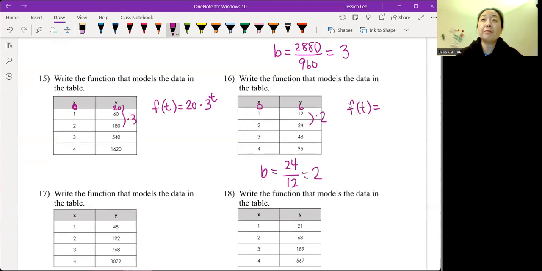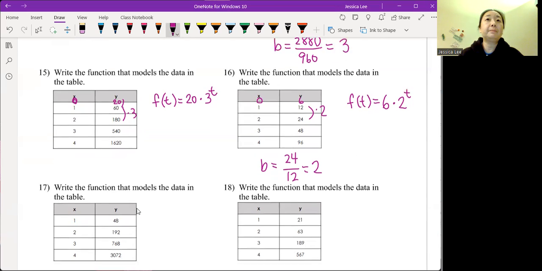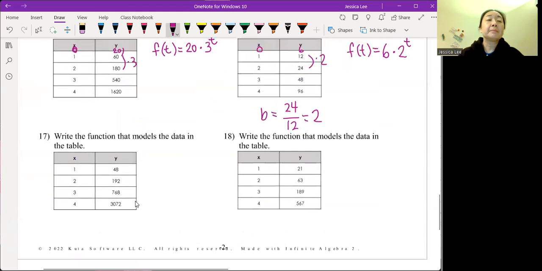So f of t is equal to our initial value, which is 6. We first start out with 6, and then what do we keep multiplying by? We're multiplying by 2, so 2 to the t power. If the input inside the parentheses is t, then our variable on the right-hand side is going to be t. If this variable is x, then our exponent is going to be x. They are always going to be the same. All right, last two problems. Again, we need our initial value here. This one I'm not exactly sure what that's going to be, so I'm going to find my b first.